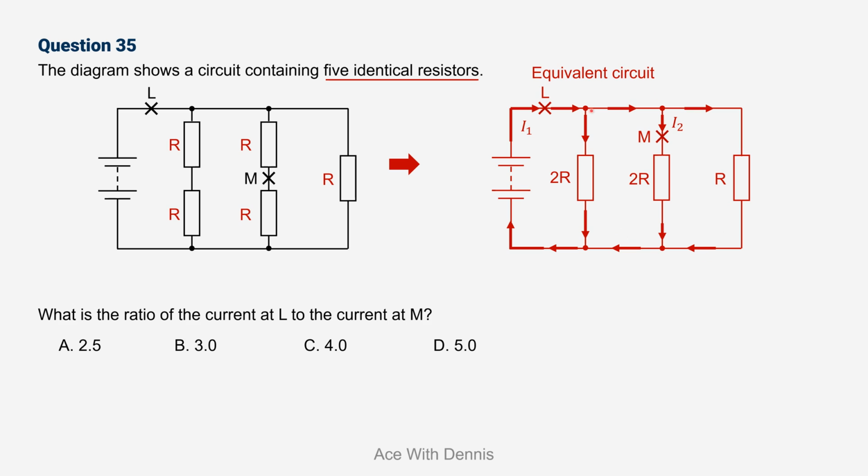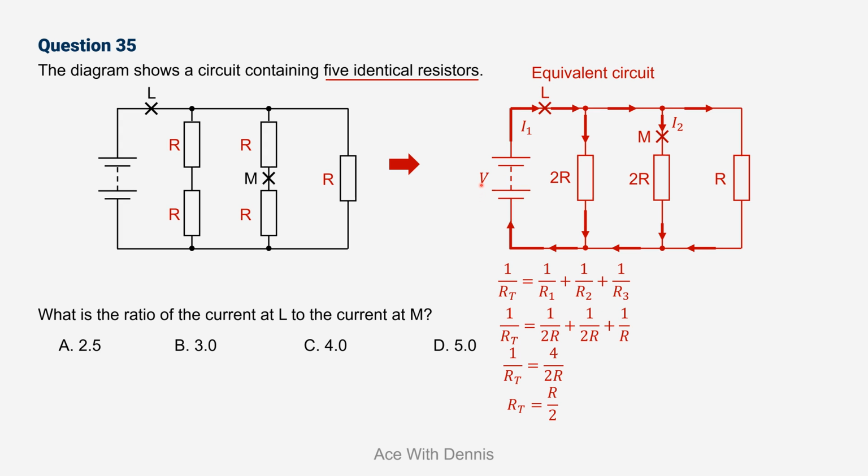Now look at this diagram. These 3 resistors are connected in parallel, so we can calculate the total resistance with this formula: 1 over R total equals 1 over R1 plus 1 over R2 plus 1 over R3. Then we substitute the values. R1 is 2R, R2 is 2R as well, and R3 is R. When we add these together, we get 4 over 2R, and R total will be equal to R over 2.